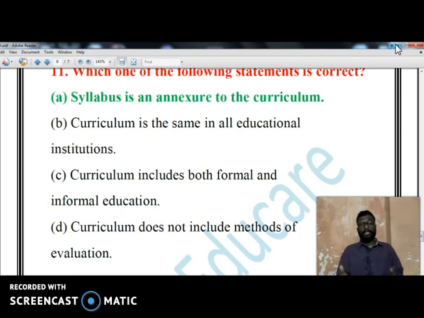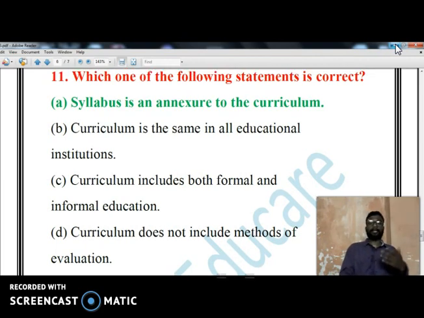So what does it mean? Syllabus is an independent variable. Curriculum is a dependent variable. Curriculum is dependent on syllabus. So what does it mean? Syllabus is an annexure to the curriculum. Annexure is nothing but a base part. Without it, it is nothing. Without the syllabus, curriculum is nothing. I hope you understand, right?